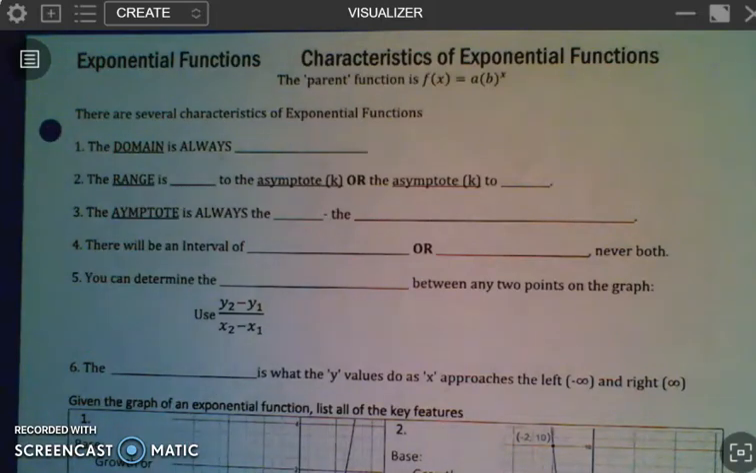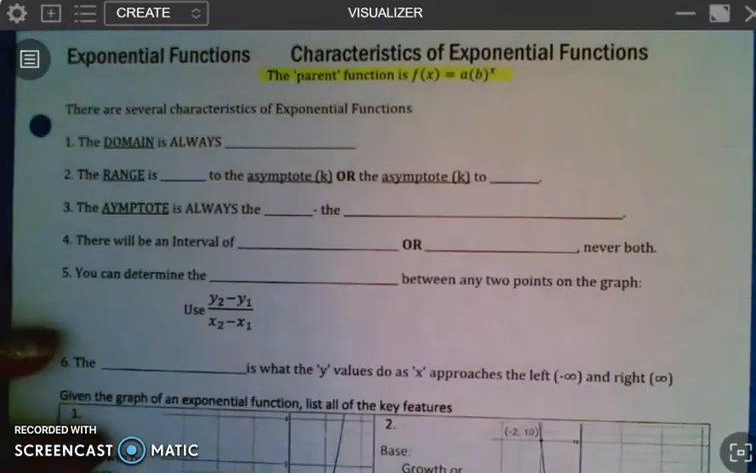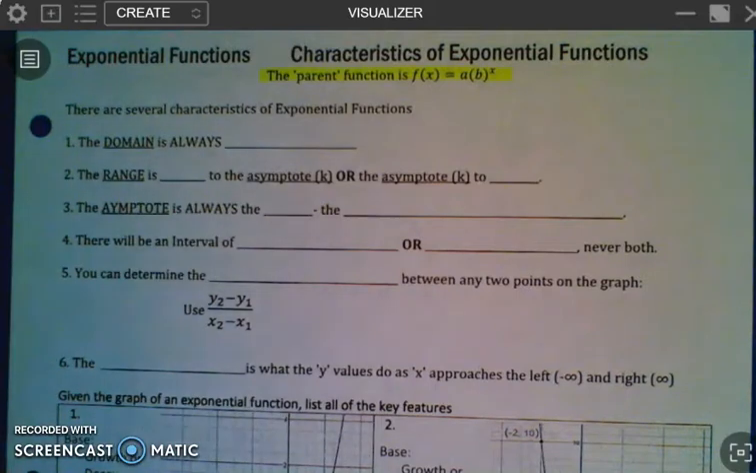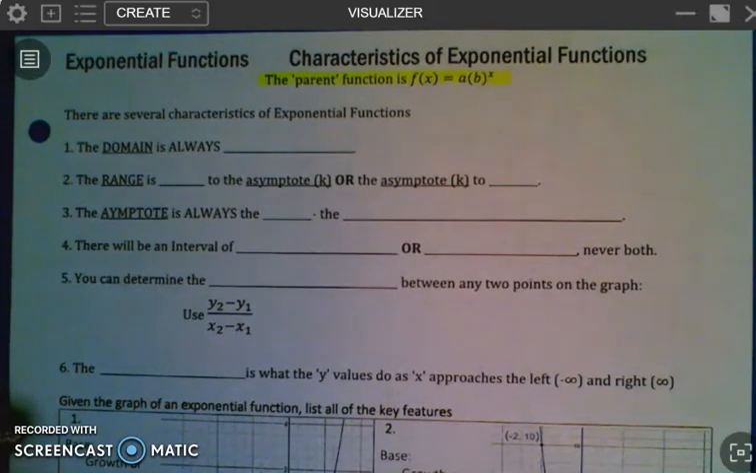So today's video is on characteristics of exponential functions. For this, the important information is the parent function is a b to the x power. And we're going to be dealing with this over the next several days. But just know that's the parent function. So there are several characteristics of exponential functions.